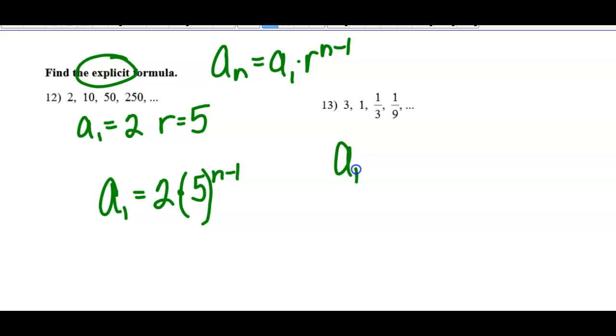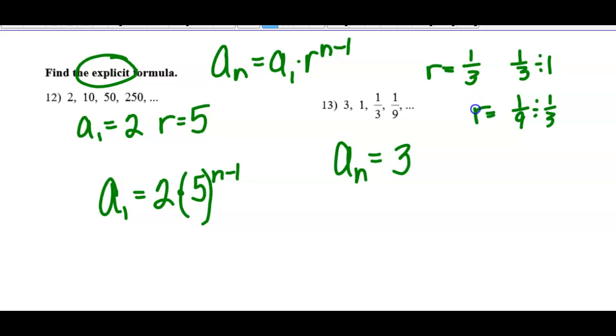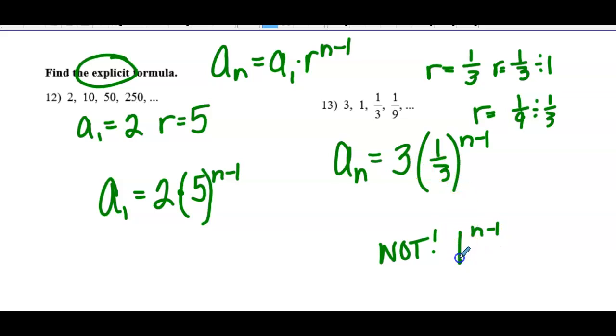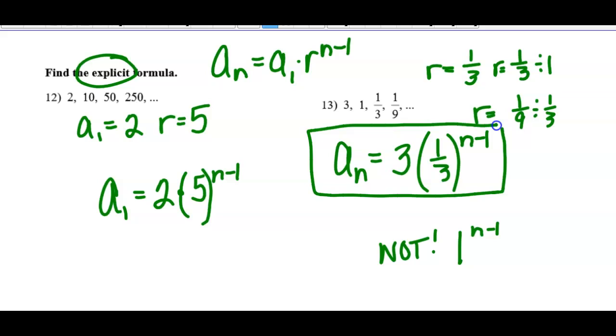I should let you do this one, but I will do it real quick. The first term, they're multiplying by 1/3 because r is 1/3 divided by 1, 1/9 divided by 1/3, okay? Anywhere along the line there you can do r. So it's 1/3 to the n minus 1, okay? This is not the same as 3 times 1/3 is 1 to the n minus 1. If you did that, you'd just get 1, 1, 1, 1, 1. Okay, that's not what this is. So you cannot simplify.